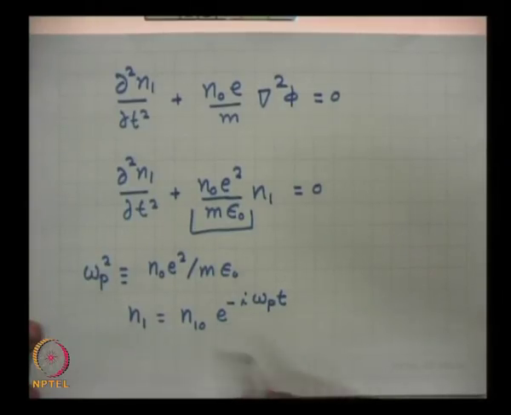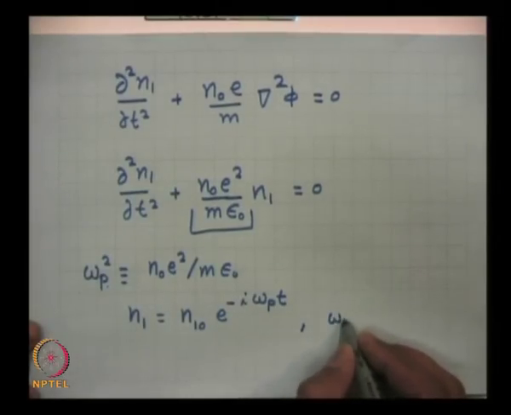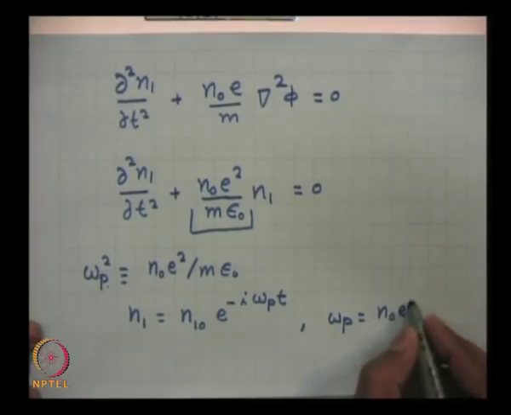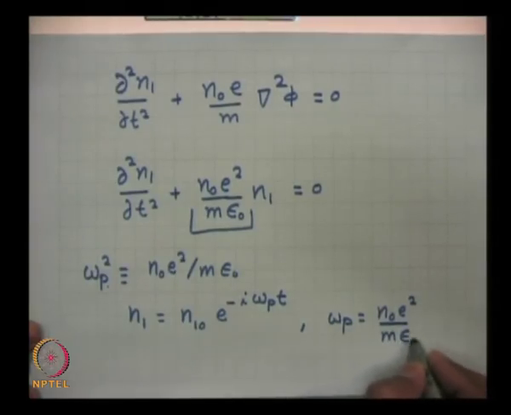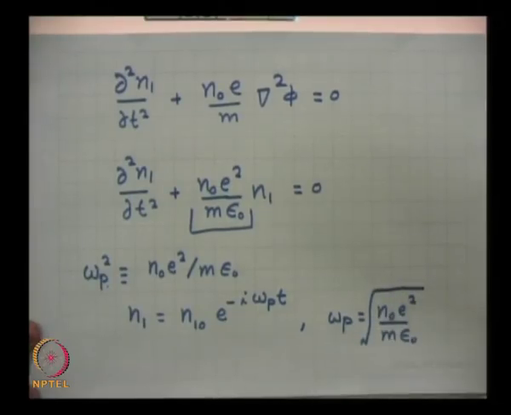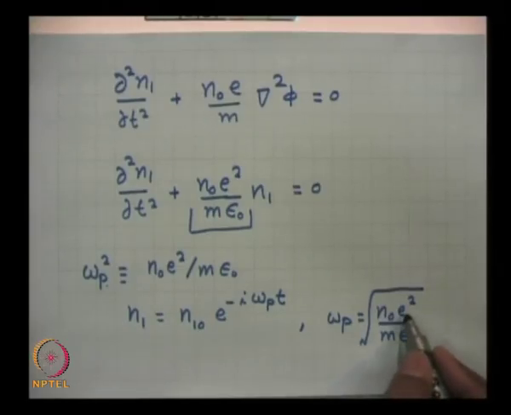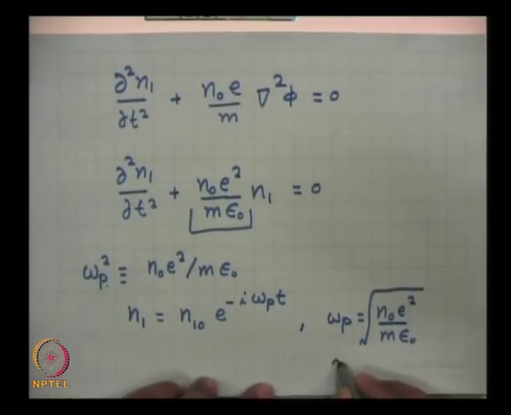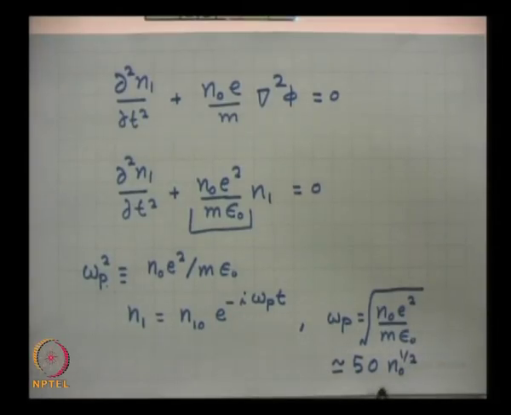So, the electron density oscillates with time, and omega p is the frequency of oscillation, which is related to the electron density like this. Let me write down omega p is equal to n 0 e square upon m epsilon 0 under the root. If you put m as the electron mass, e the electron charge, and epsilon 0 the free space permittivity, this is typically of the order of 50 into n 0 to the power half, where n 0 is in mks units or per meter cube. So, this is a quantity that depends on density.